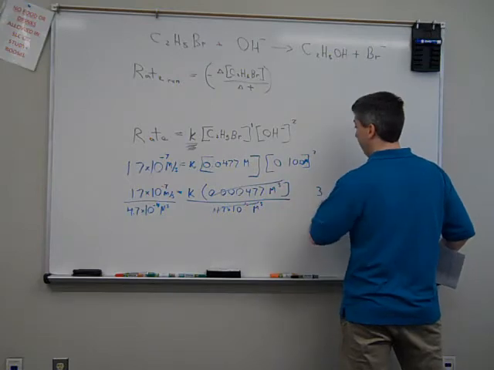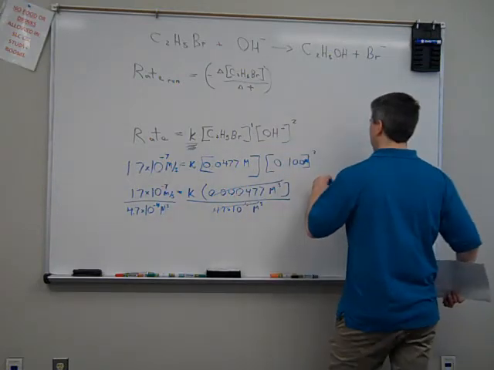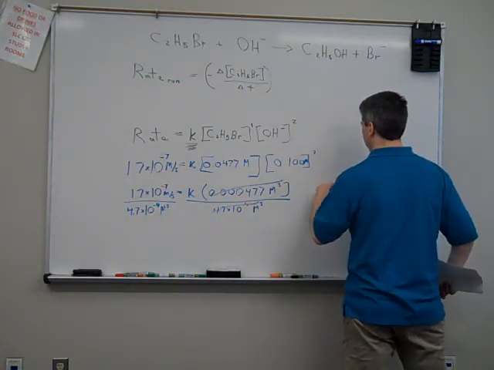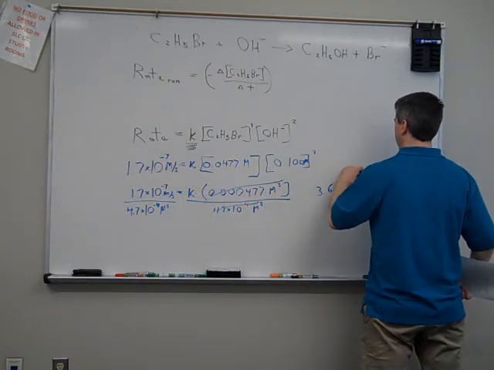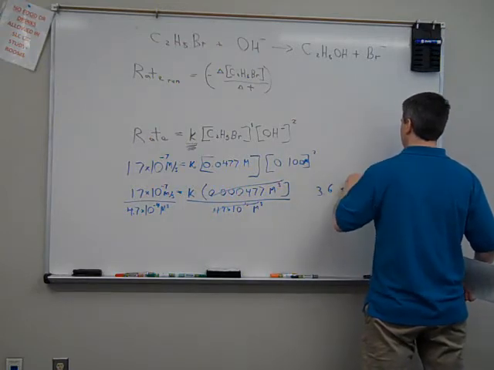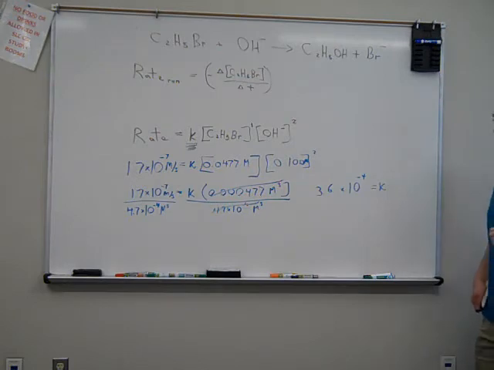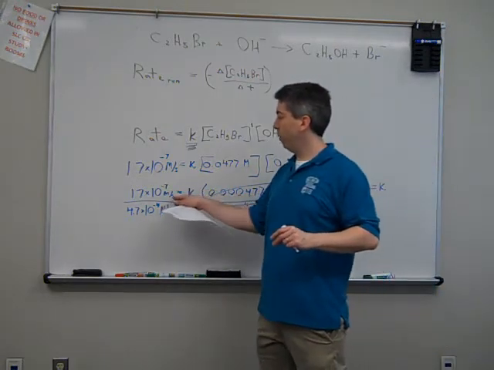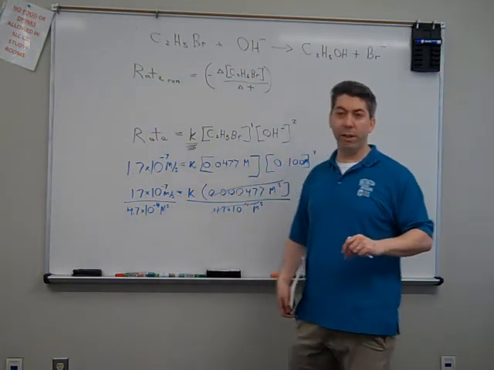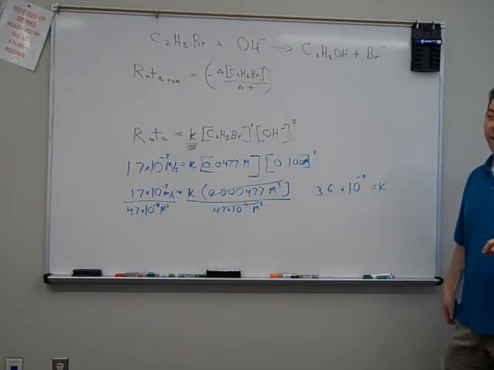It would only be 2 sig figs because you only got 2 here. So 3.6 times 10 to the negative 4. And what would the unit be? From molarity over seconds divided by molarity to the third, what would the unit be?